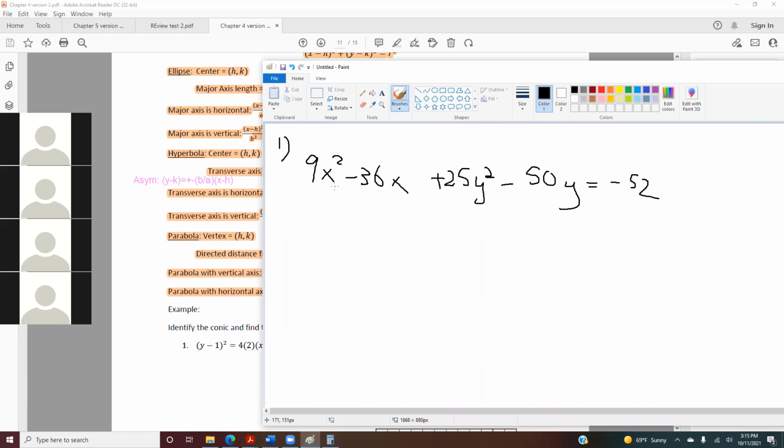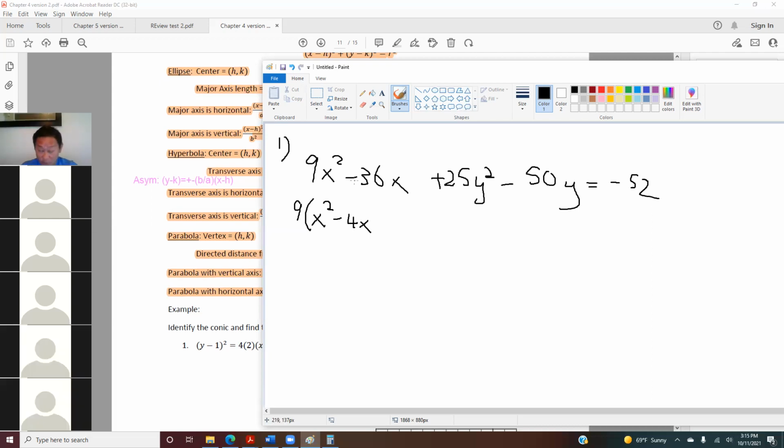You factor out the 9 from the x's and the 25 from the y's. So you get x squared minus what? 4x. Let's do the x first, and then we'll consider the y. What next? Yep, you're correct. Take out the 25 from the y.